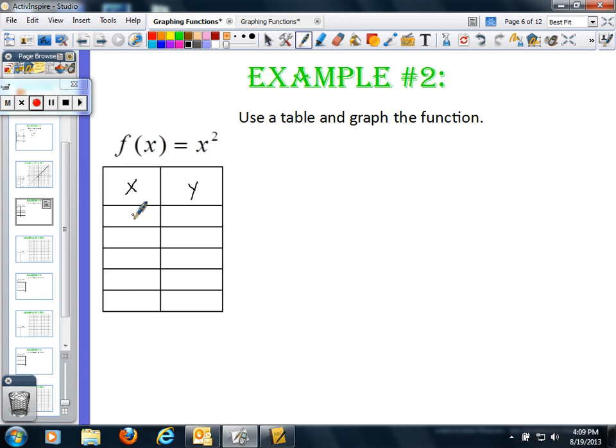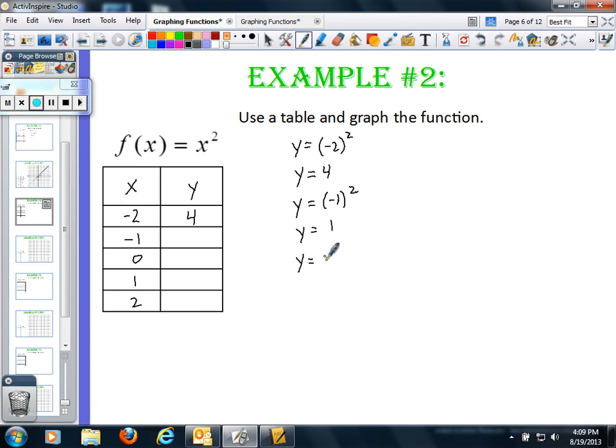Again, for the x values, let's just pick really easy, simple x values. So I'm going to do -2, -1, 0, 1, and 2. Now for the y's, we're going to do the same thing. We're going to replace f of x with y, and I'm going to replace x with the value in these boxes. So we're going to start with -2, and I'm going to square it, which means y equals -2 squared is 4. We're going to do this for every value of x that we had. So now we're going to go to -1. -1 squared is 1.